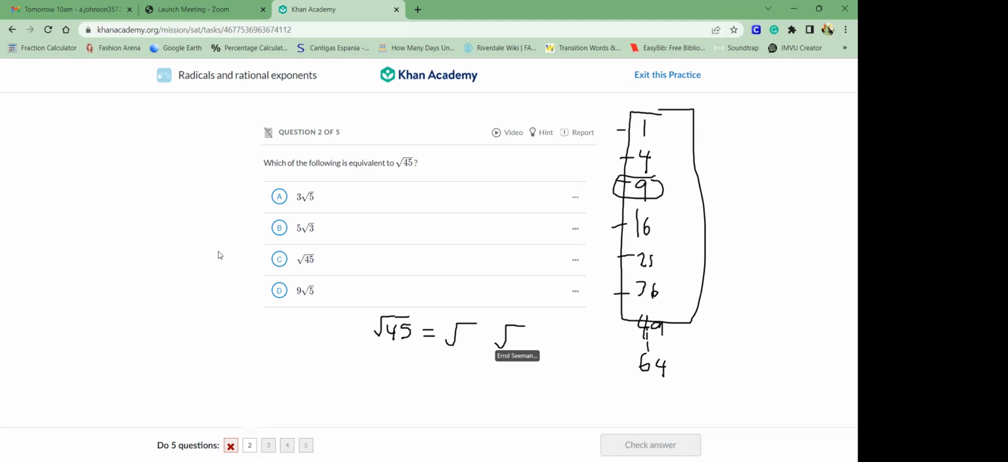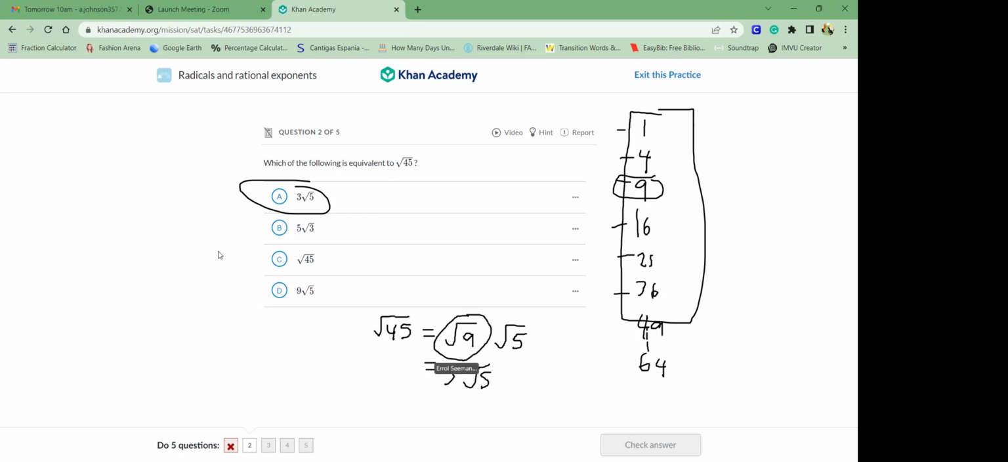Root 9 times root 5, right? 9 times 5 is 45. So you can write it as one radical or you can break it into two. And then what's the root of 9? 3. 3 root 5. Okay? Why is this one 9?